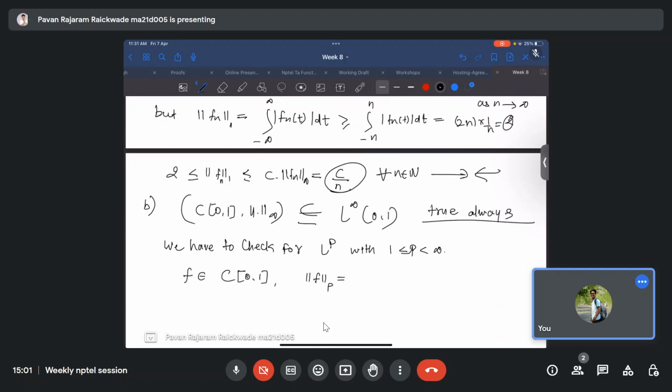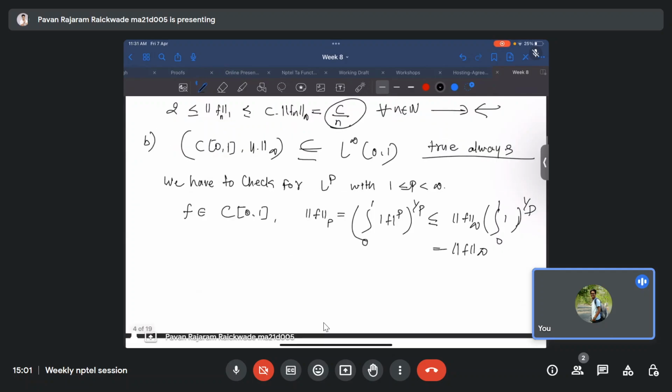So if f belongs to C[0,1], you just calculate the norm of f in L^p. This is the integral from 0 to 1 of modulus of f raised to p, whole raised to 1 by p. But because f is in C[0,1], it's a bounded function, right? A continuous function on a compact set has a compact image. So we can take the supremum out, and this will just remain the integral from 0 to 1 of 1, which is just 1.